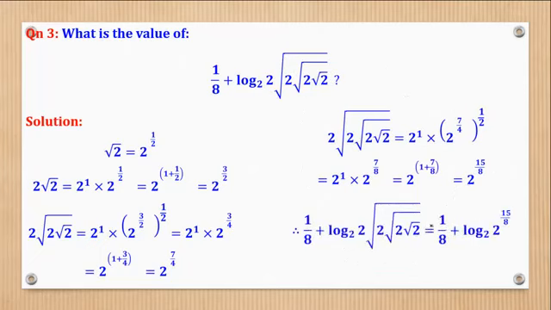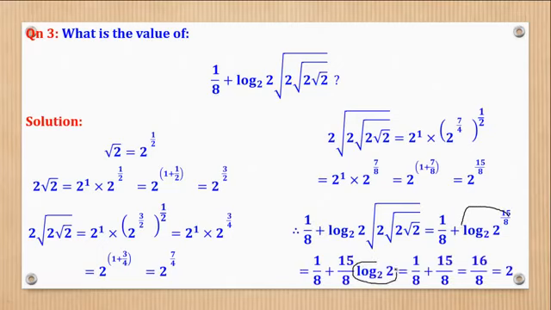This will be equal to a half plus log base 2 of 2 to the power 15 over 8, meaning this can come down. And then the whole of this is equal to 1. Then use a calculator, add the whole of this, you get 16 over 8, which is 2.